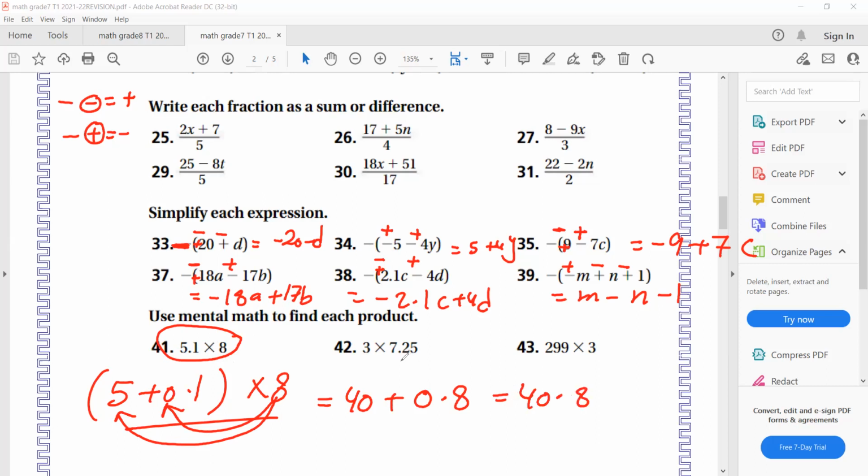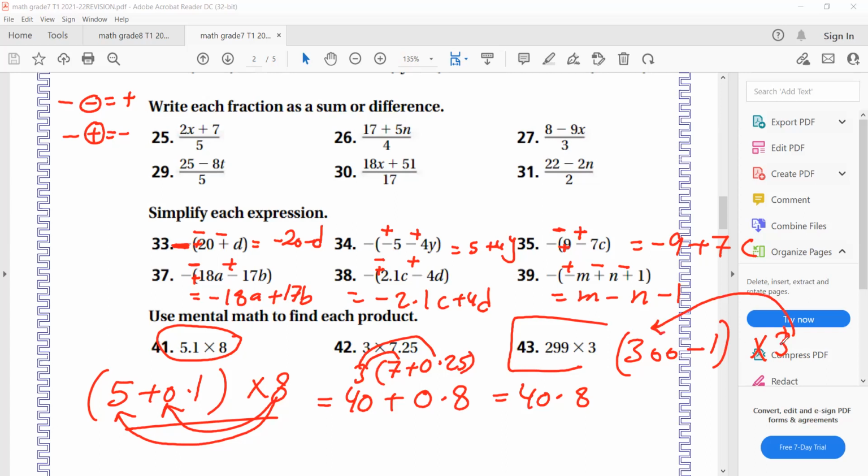Okay, 7.25 will be 7 plus 0.25. Then 3 multiplying here and 3 multiplying here. Okay, my dear, 299. How can I solve it? It will be 300 minus 1. Multiplying 3, then 3 multiplying here and 3 multiplying here. Okay. It will be 900 minus 3.